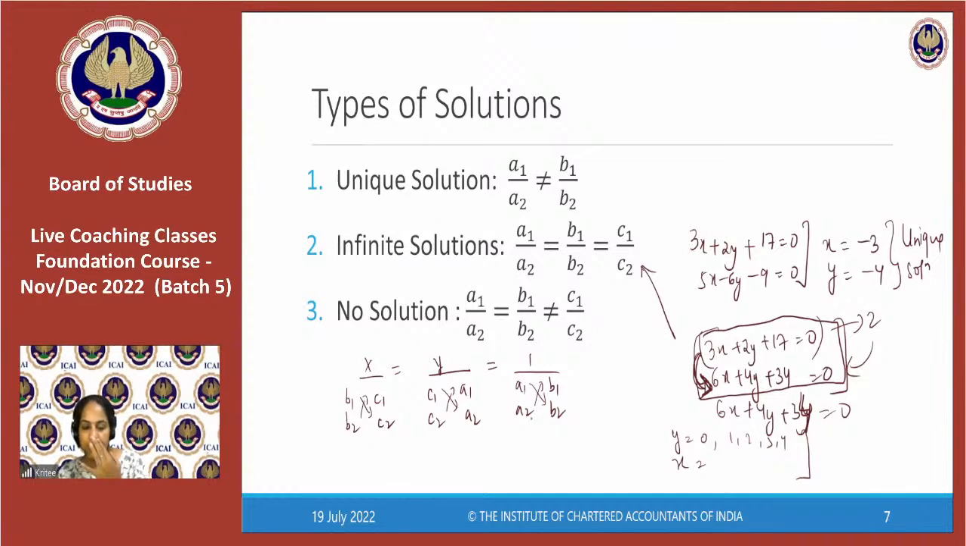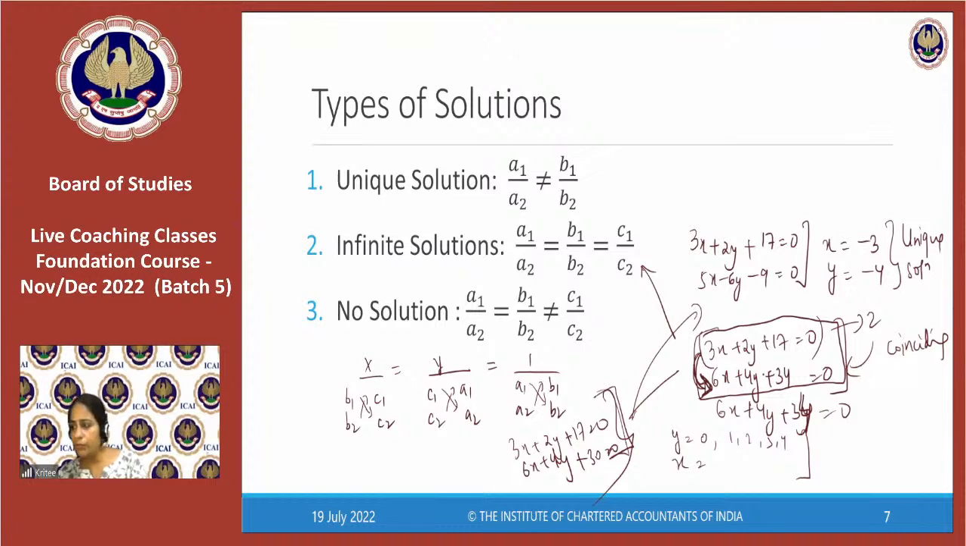But when the condition is such that 3x plus 2y plus 17 is equal to 0, and then I have 6x plus 4y plus 30 equals 0, I will not get any of the answers because they are neither the same equation. These are not coinciding lines. We call them coinciding lines. These are also not coinciding. Neither are they coinciding nor are they different intersecting lines. Hence, you will have no solution here.